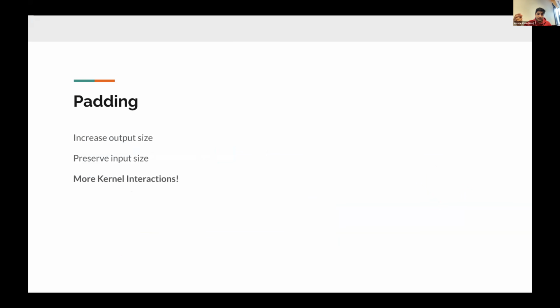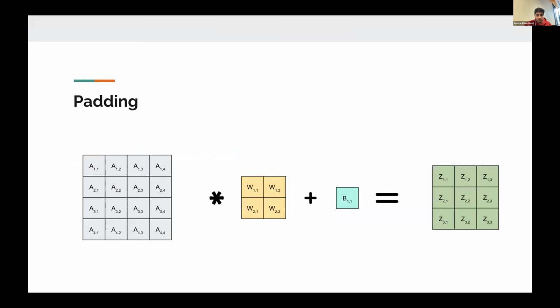Again, real quick, padding helps you increase the output size. You can have it preserve input size. And of course, you can get a lot more kernel interactions. So let's see how it works.